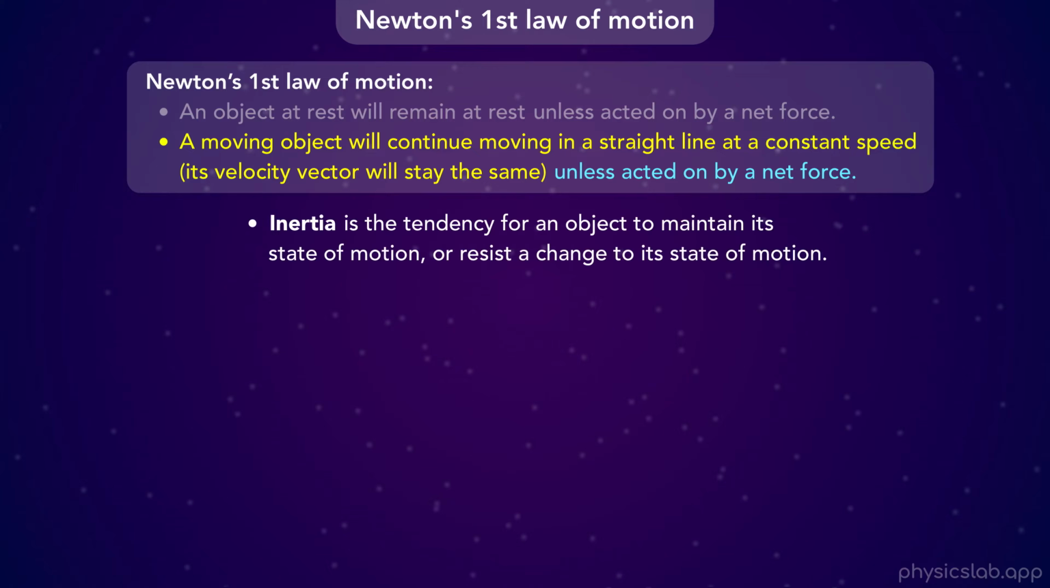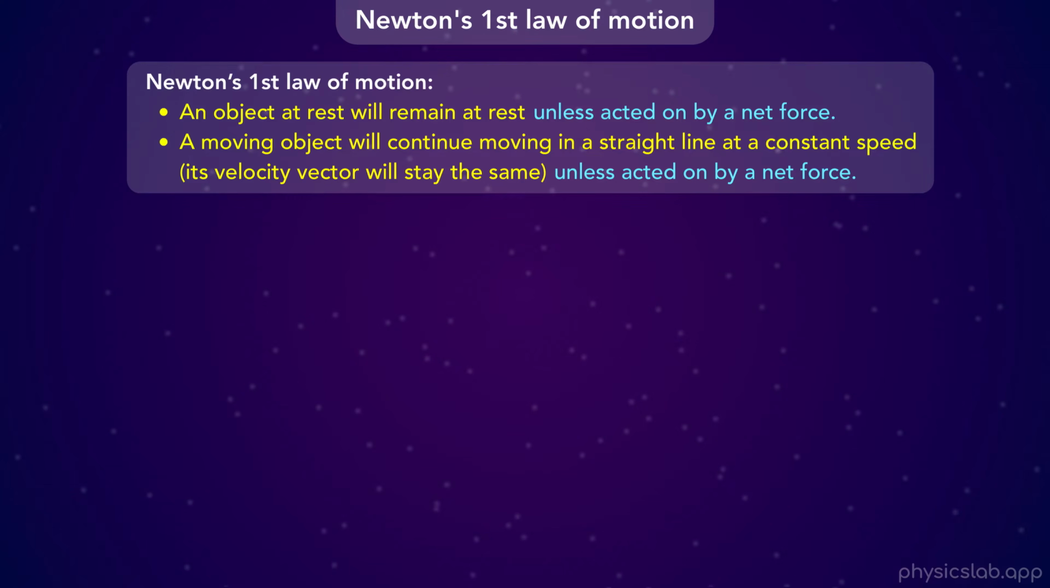This is known as inertia, which is the tendency for an object to maintain its state of motion, or resist a change to its state of motion. So we could say this box will move at a constant velocity forever because of its own inertia, or because it follows Newton's first law, which is often referred to as the law of inertia.